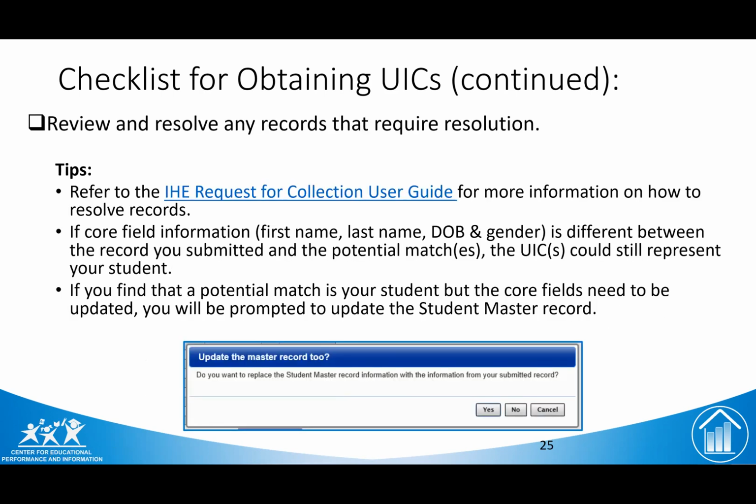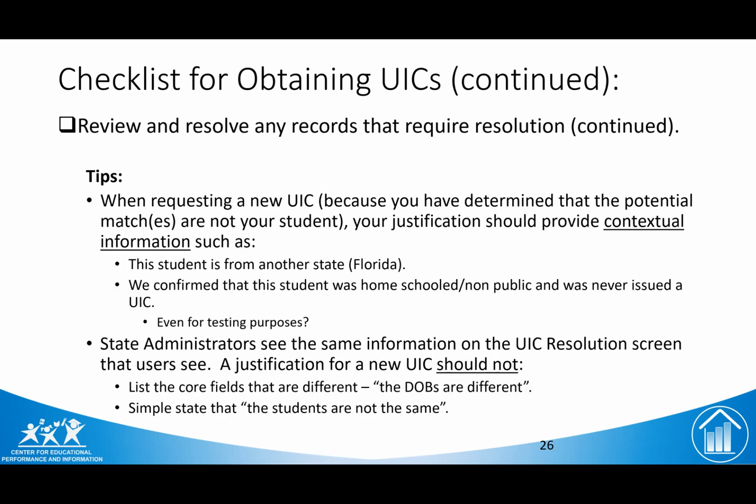Okay, so you can review and resolve your records that require resolution. When requesting a new UIC, your potential matches will come up. Usually the only time we do grant new UICs are if the student is coming from homeschool, out of state, or has never been in the school system before. Otherwise, we would probably deny a request for a new UIC. So those are really the only three instances.